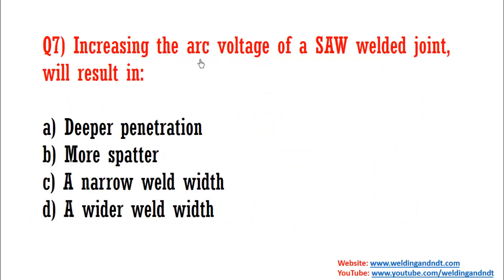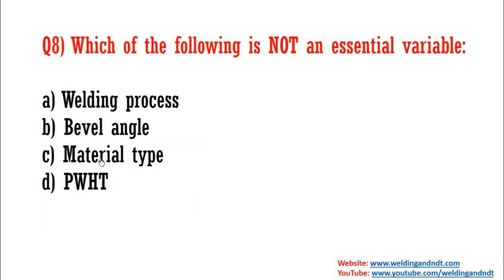Now increasing the arc voltage of a submerged arc welded joint will result in, so in submerged arc welding, in CSWIP chapter I had explained all these things. So option A is deeper penetration, B is more spatter, C is a narrow weld width, and D is a wider weld width. So if you increase the arc voltage, the weld width will increase, hence option D is the correct answer.